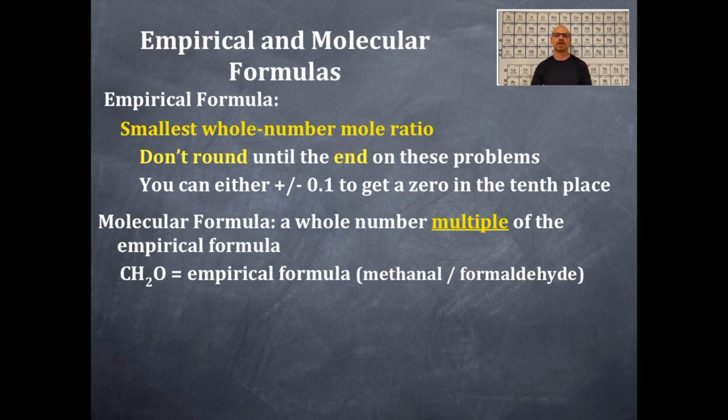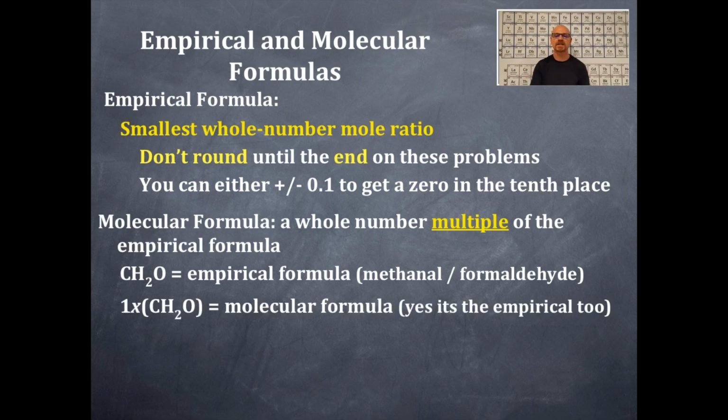So here's an example. CH2O. That's an empirical formula because this cannot be reduced. And this is actually methanol or formaldehyde. If we multiply this by 1, we get the same formula, which is now an empirical formula and a molecular formula. So it's an empirical formula and a molecular formula.